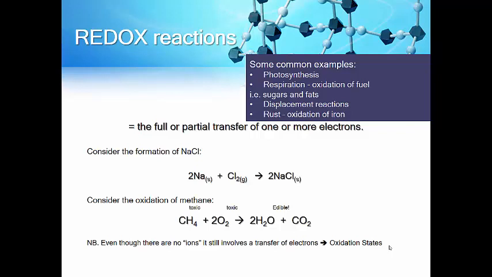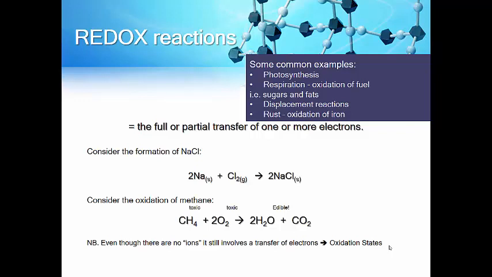Okay, so today we're going to be talking about redox reactions. Some common examples of redox reactions are photosynthesis and respiration. Respiration is the oxidation of certain fuel sources. Examples could include sugars, fats, or just your simple carbon compounds such as methane. Displacement reactions, which we'll be doing in the lab, and your classical kind of oxidation, which is the rusting of iron. We can all see that quite commonly around the Gold Coast because we're so close to the beach.